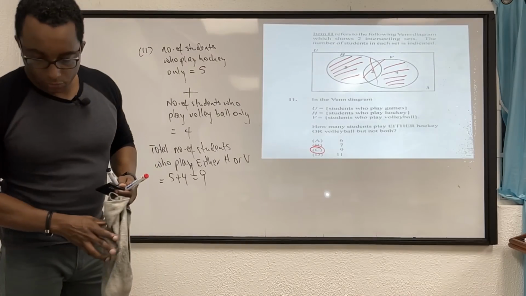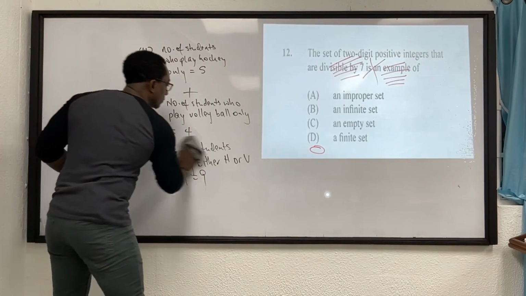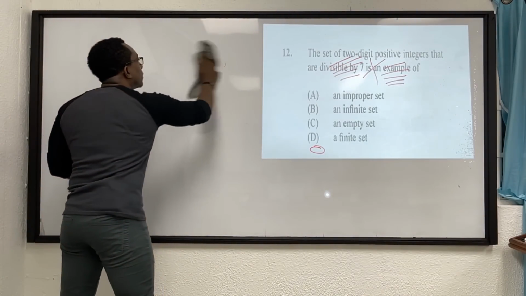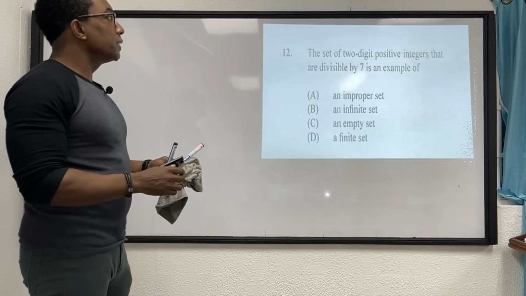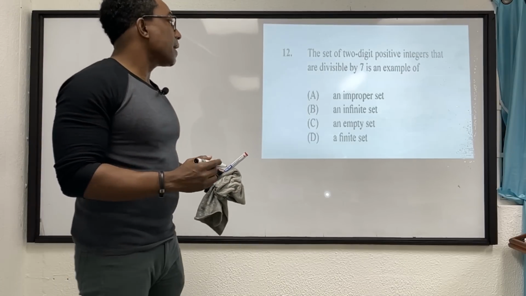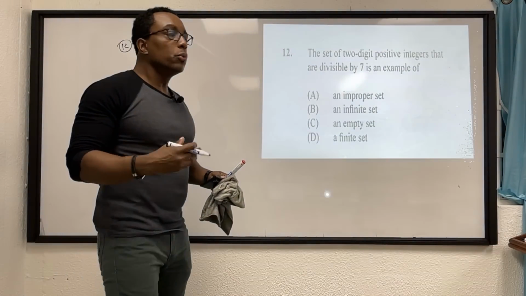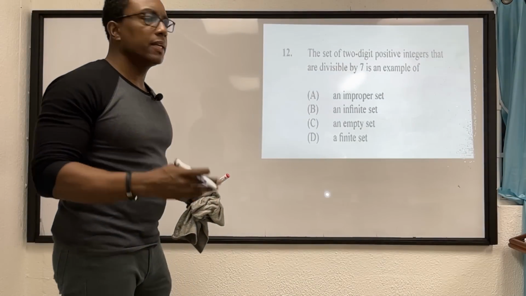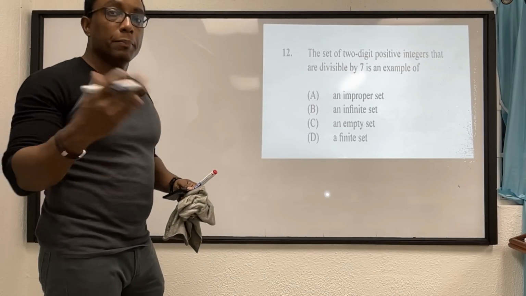So let's move on to question 12. So question 12. The set of 2-digit positive integers that are divisible by 7 is an example of. So for question 12, we're looking at the set of 2-digit positive integers. So 2-digit positive integers will start from 10 all the way to 99. Yeah, those are 2-digit positive integers.